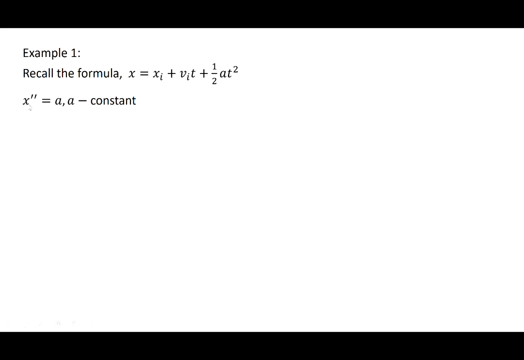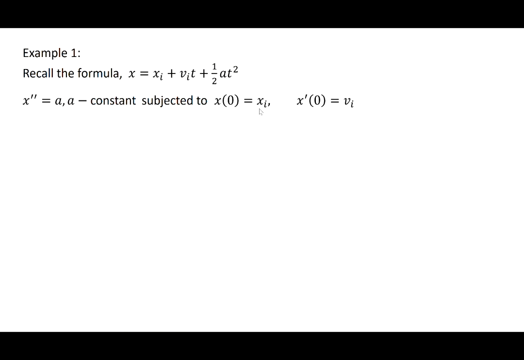Now, do you notice this is actually a second order differential equation? 1x double prime plus 0x prime plus 0x is equal to some constant a. And this is subjected to initial conditions. The position of the particle at time 0 is some x sub I, which is just a constant. x of 0 is 3 meters.